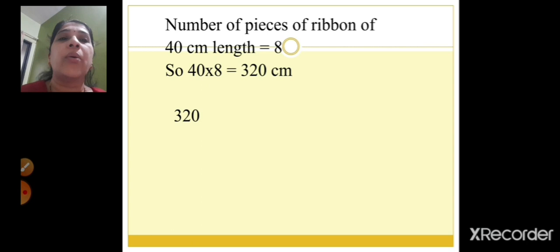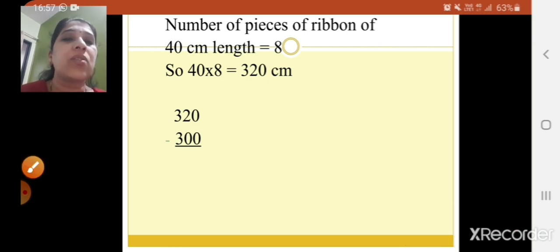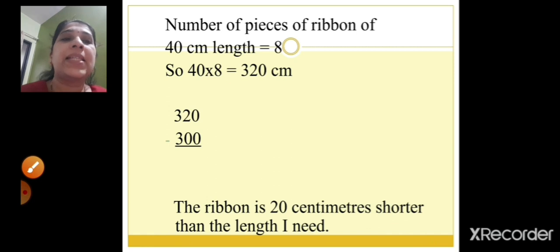Now what you are going to do? This 320 minus 300 you are going to do. So what you get? 0 minus 0 is 0. 2 minus 0 is 2. 3 minus 3 is 0. So how much you got the answer? 20 centimeter. Right? So now the ribbon is 20 centimeters shorter than the length I need.